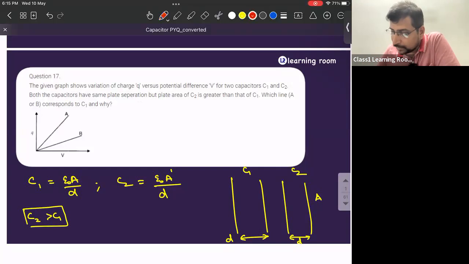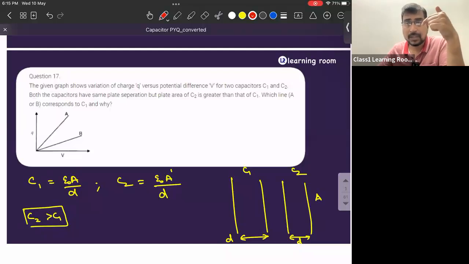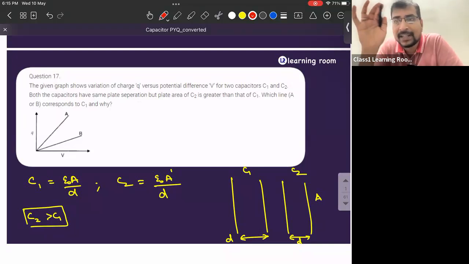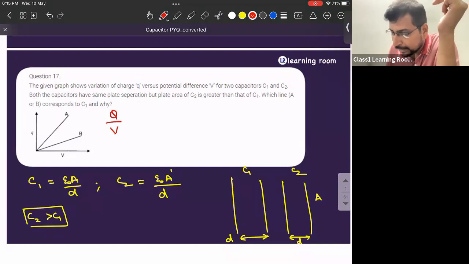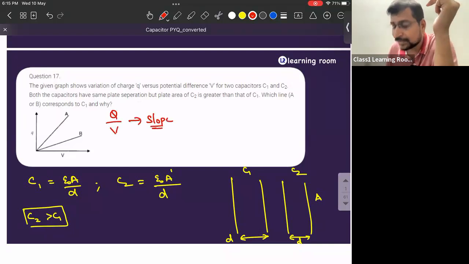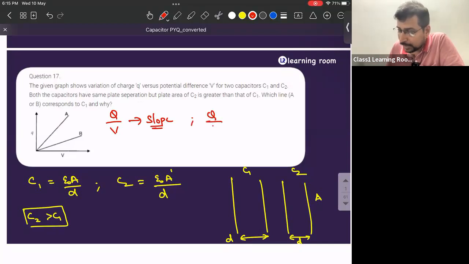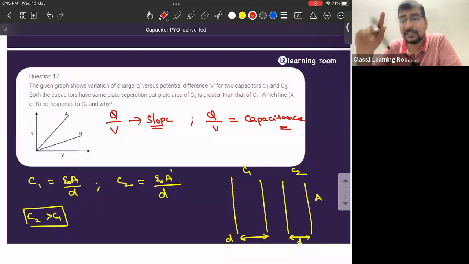Right. So when this is the scenario, then how is this graph going to actually help us to make the decision of which line corresponds to capacitor C1? For that, you need to observe the y-axis and x-axis. So y-axis is charge, x-axis is potential. So if I write y-axis divided by x-axis, it is going to give me the slope of the line. So mathematically that represents slope, whereas Q divided by V according to physics is going to be capacitance.